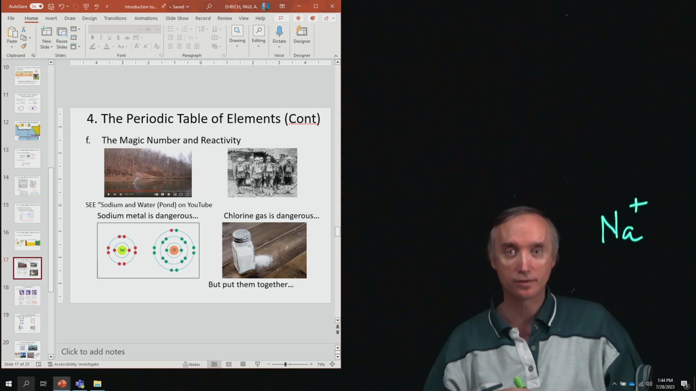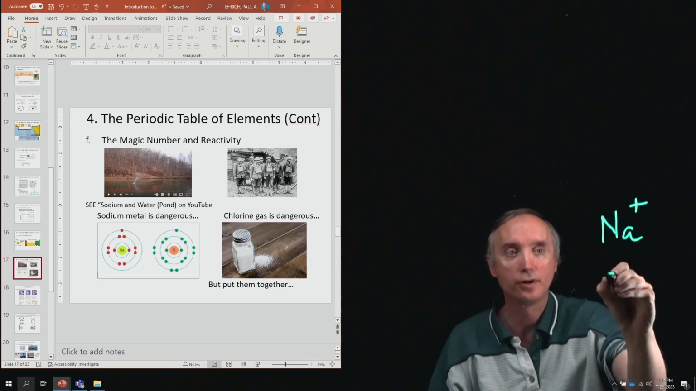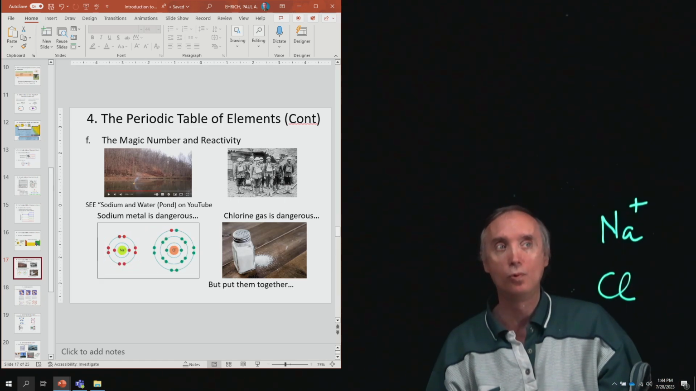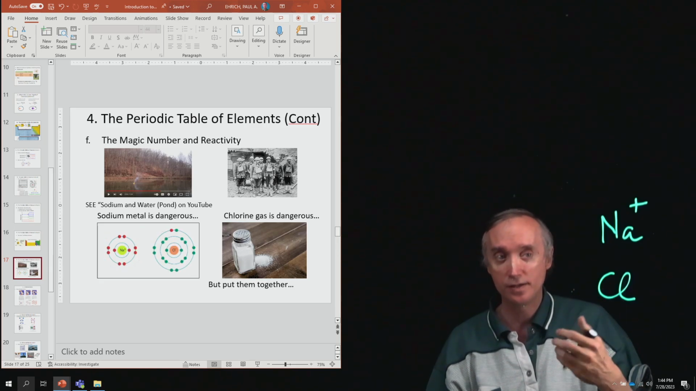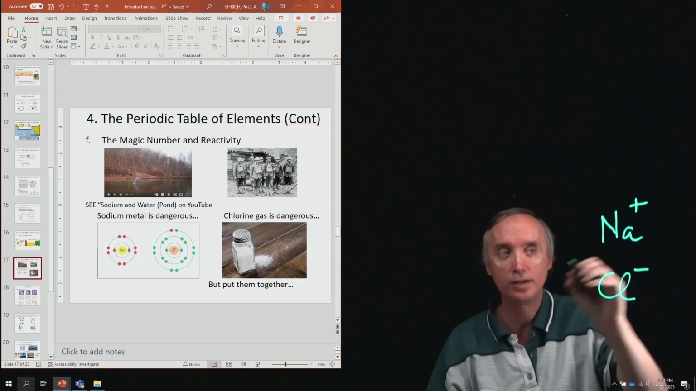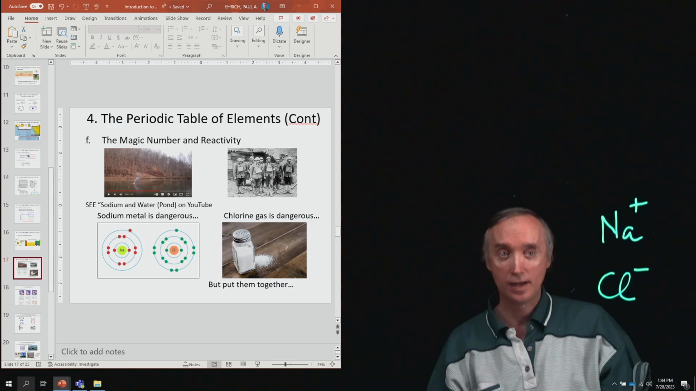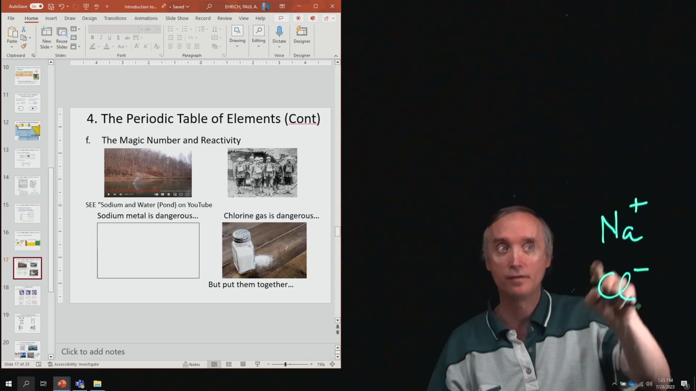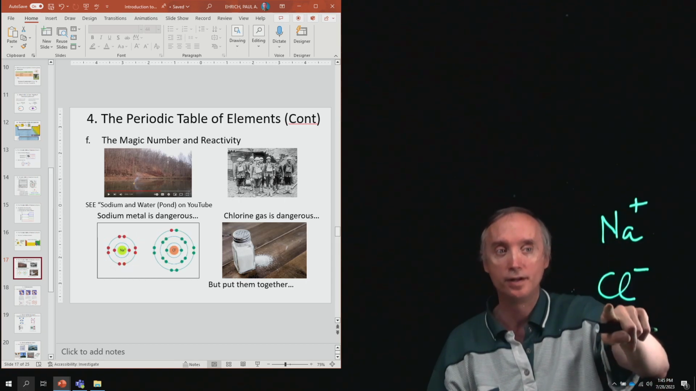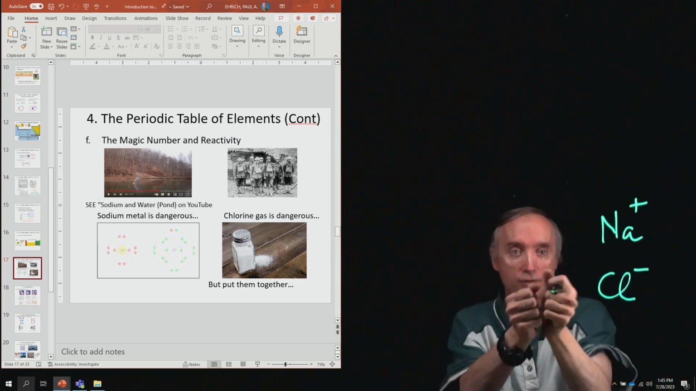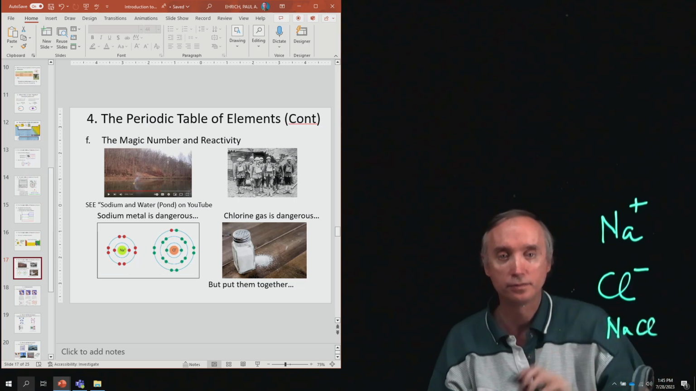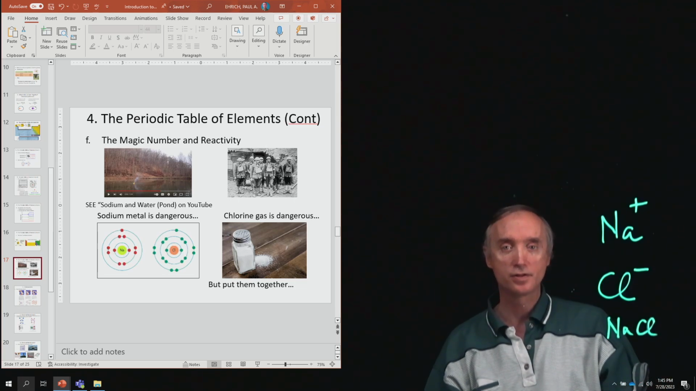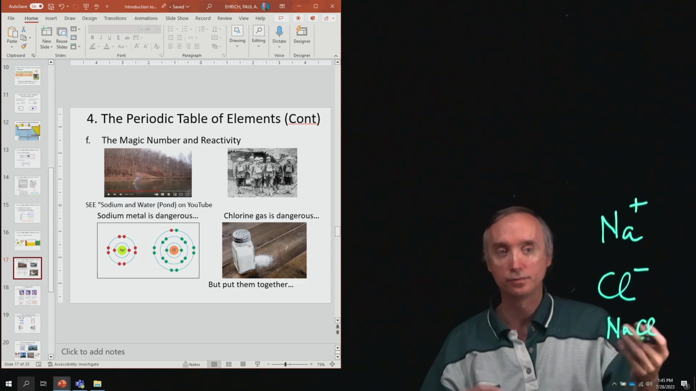It's very, very reactive. All right, so now we've got that chlorine is going to want to take an electron. So if it takes that electron, which is negative, it's now going to be a negative chlorine. And so opposites attract. So if you have a positive sodium and a negative chlorine, they're going to go together and make sodium chloride, which is table salt. So that's an example of a chemical reaction.